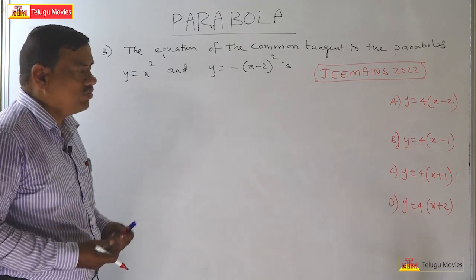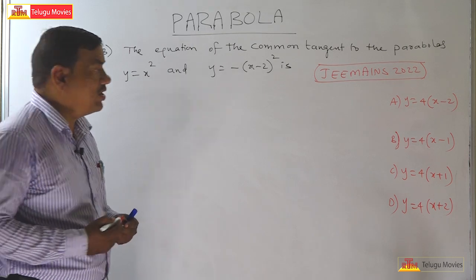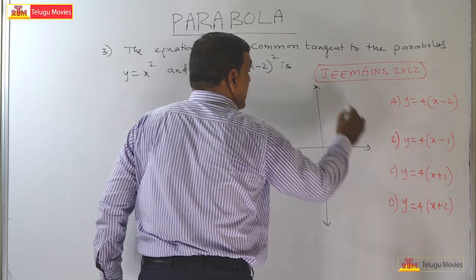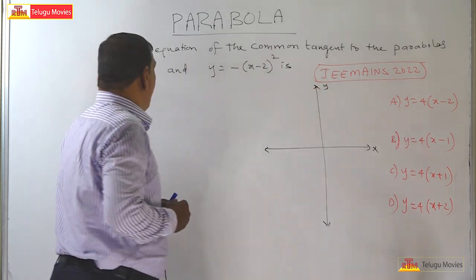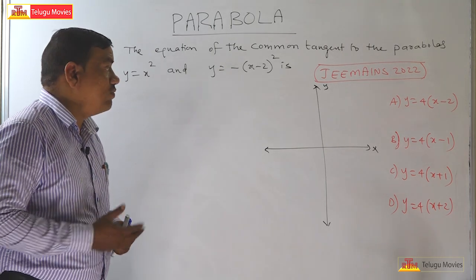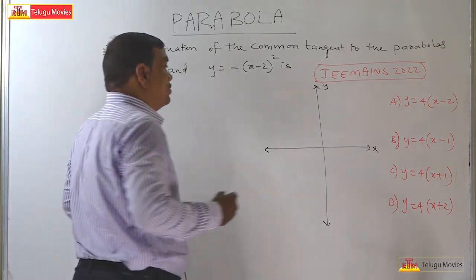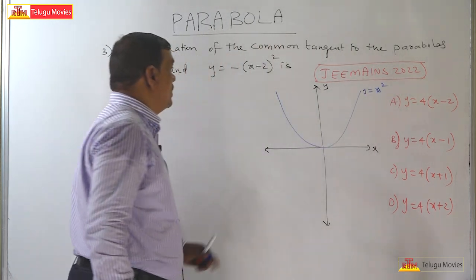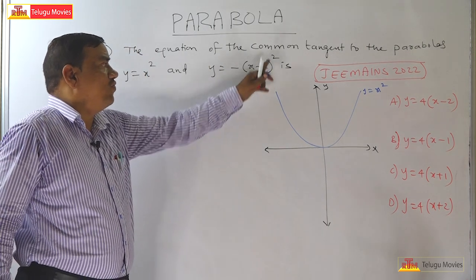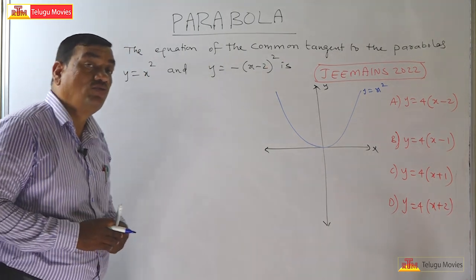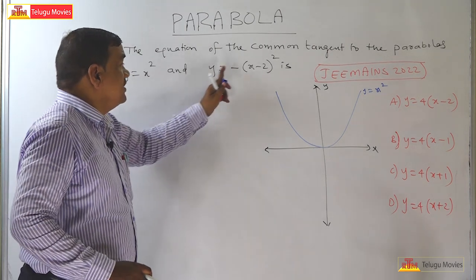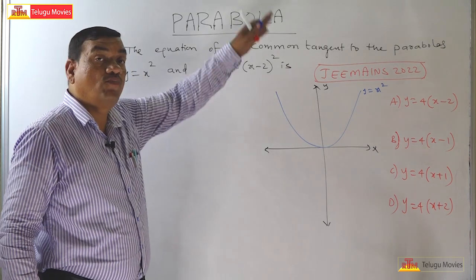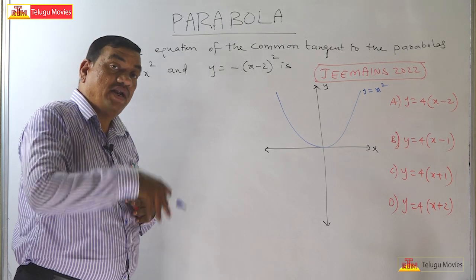First we will draw a small diagram, actually no need of a diagram, but even then we will draw one. Let us take this as the x-axis and this as the y-axis. y is equal to x square is a parabola which lies in the first and second quadrant. So this is the y is equal to x square parabola. See here, y is equal to minus of (x minus 2) whole square. Then how to trace this graph? y is equal to minus x square means it opens downwards. x square opens upward and minus opens downward.